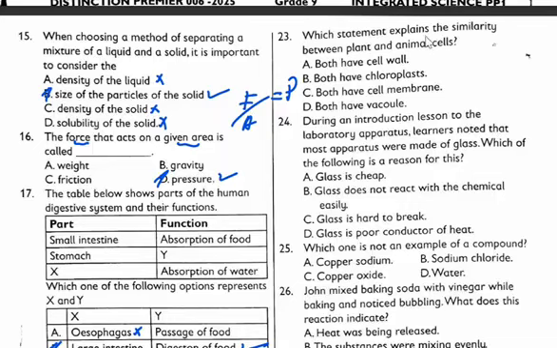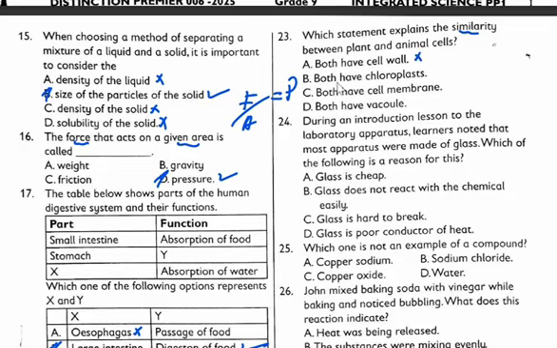Which statement explains the similarity between plant and animal cell? The similarity means it is common in both plant and animal cells. A, both have cell wall. B, both have chloroplast. C, both have cell membrane. D, both have vacuole. So you know that A is not true. A plant cell has a cell wall, but animal cells lack a cell wall. So when you say both have, that one is not true.